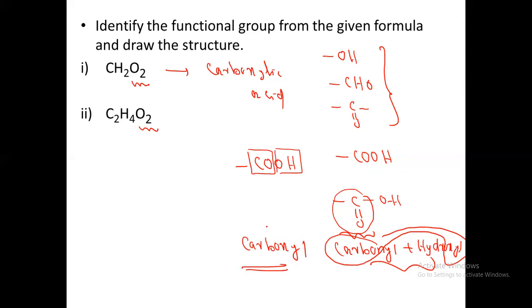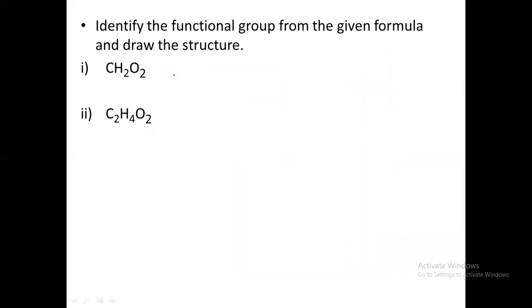Okay, so that's why COOH got the name carboxyl group, carboxylic group, because it contains carbonyl plus hydroxyl. Understood? So I hope it's clear. Now, how to draw the normal structural formula.